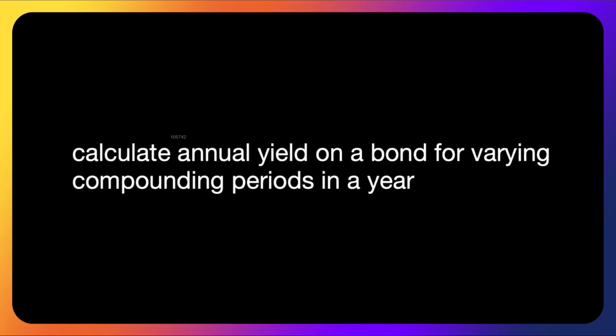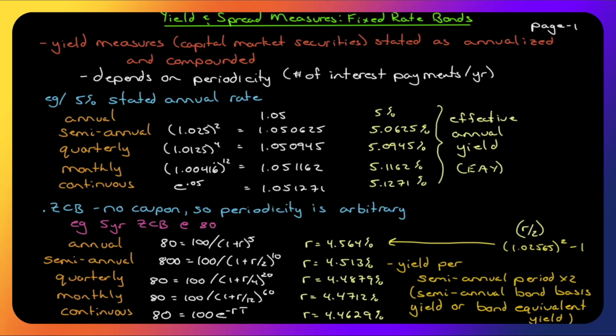Calculate annual yield on a bond for varying compounding periods in a year. Pay attention to the learning objective keyword here. We have to calculate yield measures, which we have seen, yield to maturity, correct?